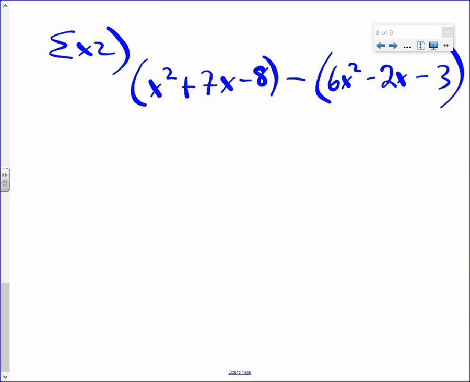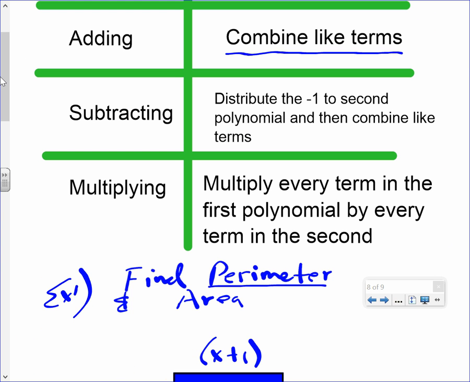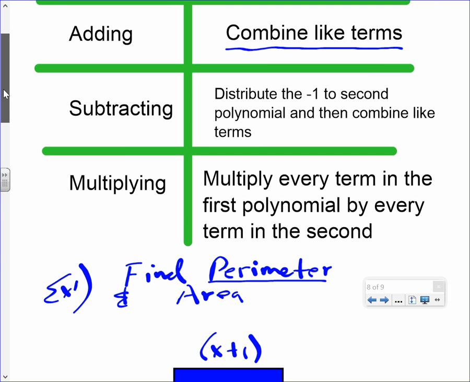Last example here. Okay, we're subtracting now. We're subtracting polynomials. Let's go up to the table. Look at subtraction. Distribute the -1 to the second polynomial and then combine like terms. What the heck does that mean?